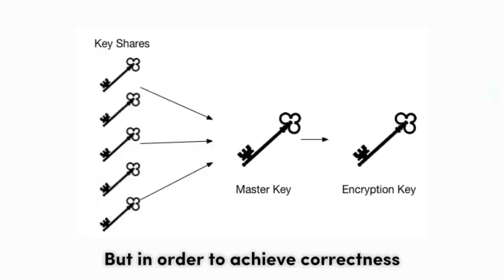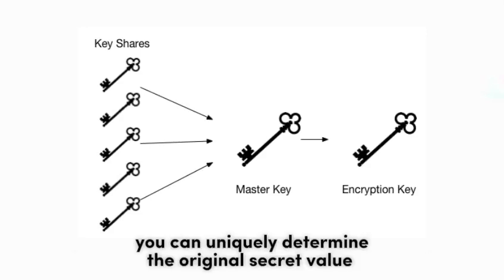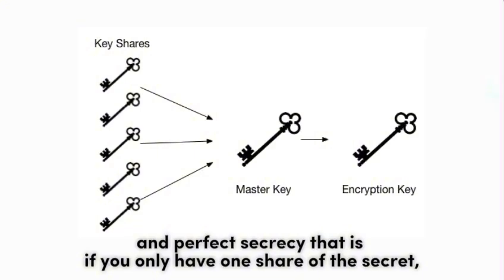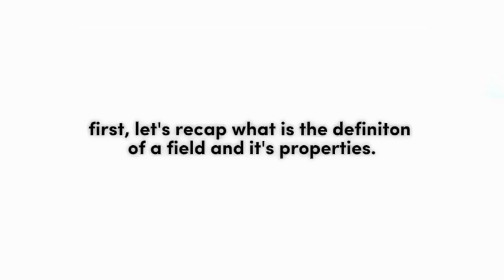But in order to achieve correctness, that is, if you have two shares of the secret, you can uniquely determine the original secret value, and perfect secrecy, that is, if you only have one share of the secret, all values of the secret are equally likely, we need to work on a field. Why? First, let's recap the definition of a field and its properties.